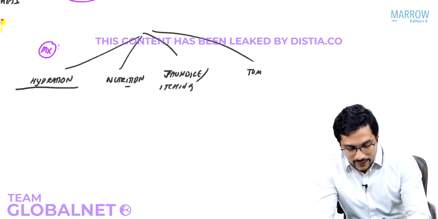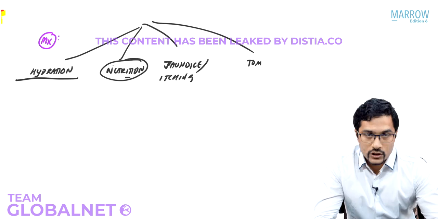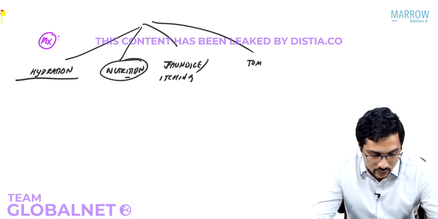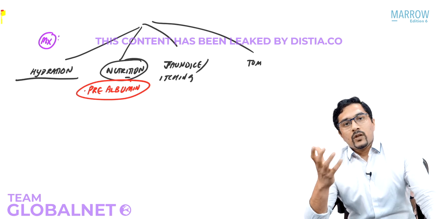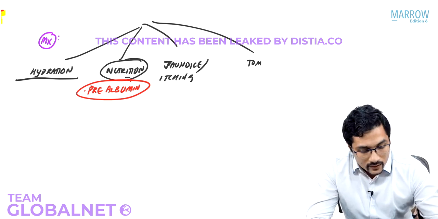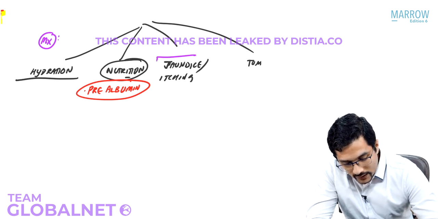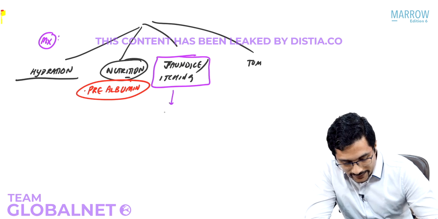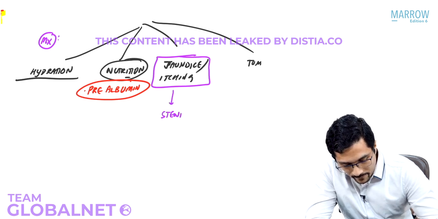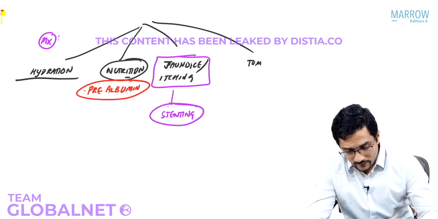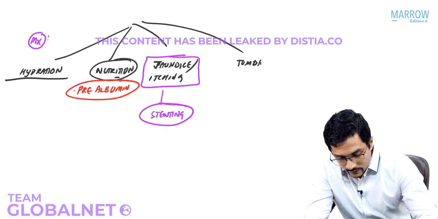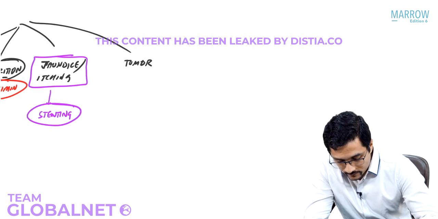So adequately hydrate the patient. Nutrition has to be paid attention to. To see the nutritional status, serum pre-albumin or skin fold thickness can be checked. Now, if the jaundice or the itching is bothering the patient, then stenting can be done to take care of this. Then the management of the tumor.